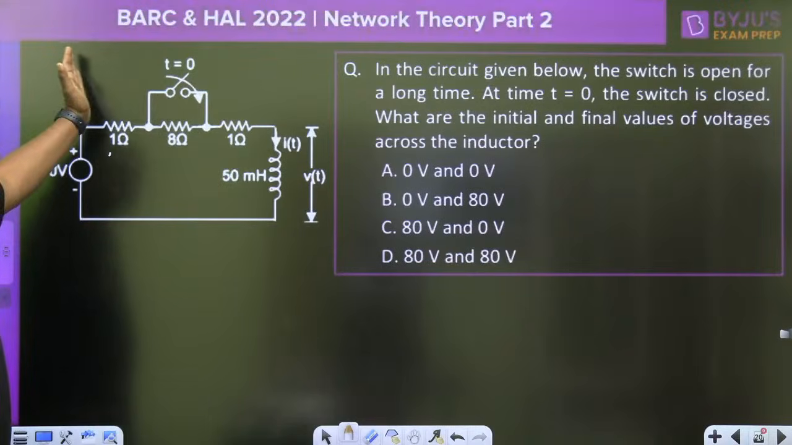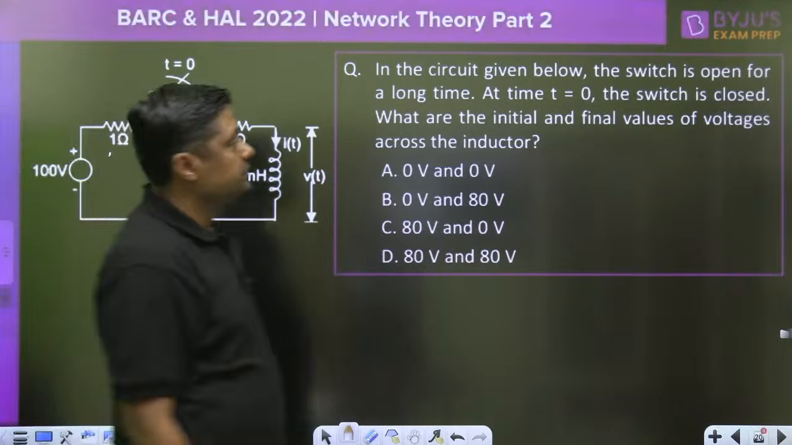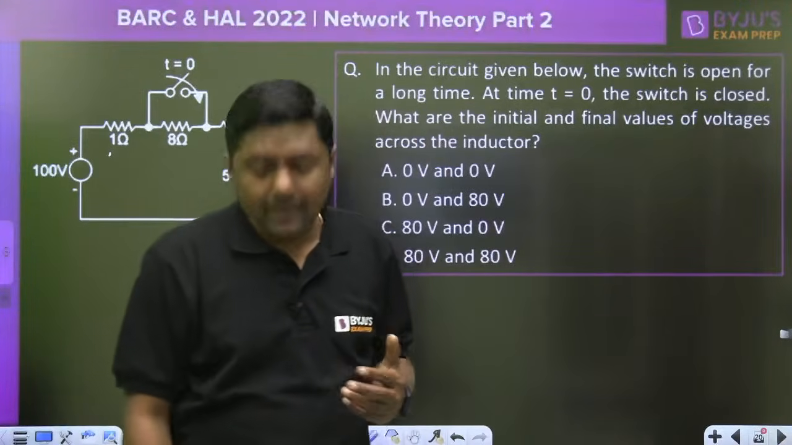Switch was open. Now exactly at t equal to 0, it is closed. Then what will be the voltage across? Initial voltage across the inductor and capacitor.